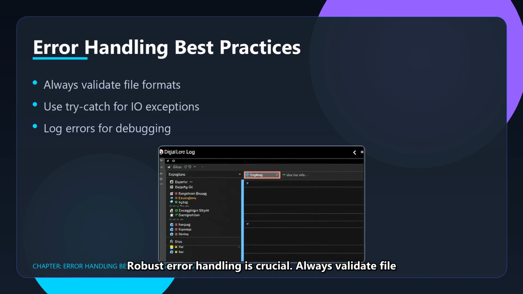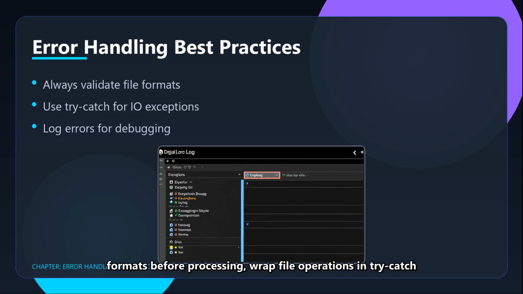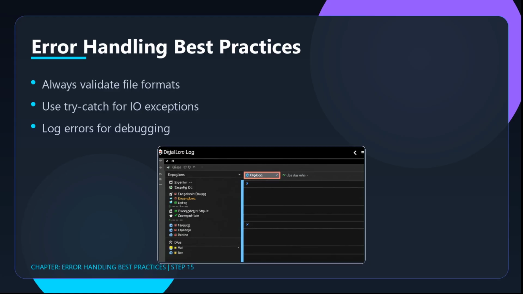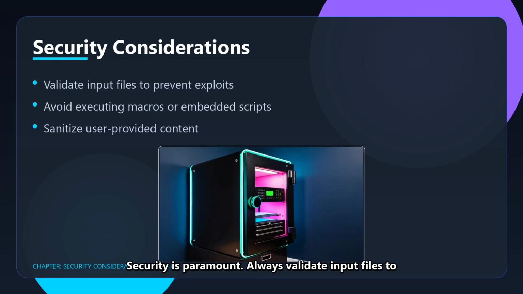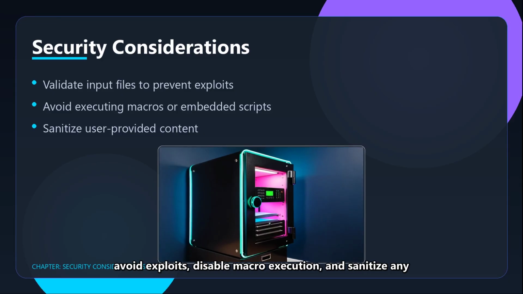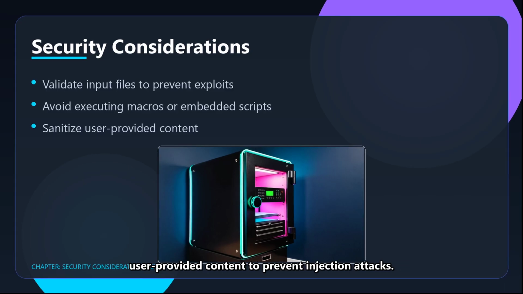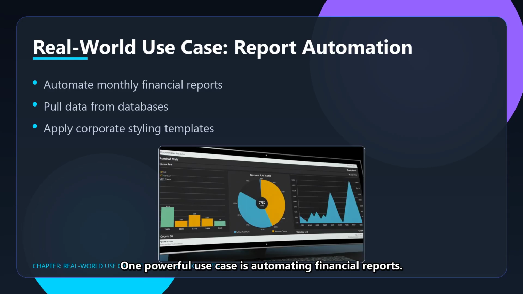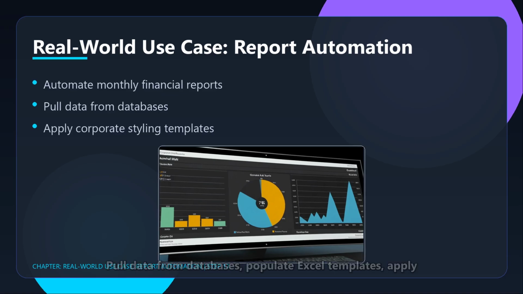Robust error handling is crucial. Always validate file formats before processing, wrap file operations in try-catch blocks, and log errors for easier debugging. Security is paramount. Always validate input files to avoid exploits, disable macro execution, and sanitize any user-provided content to prevent injection attacks.